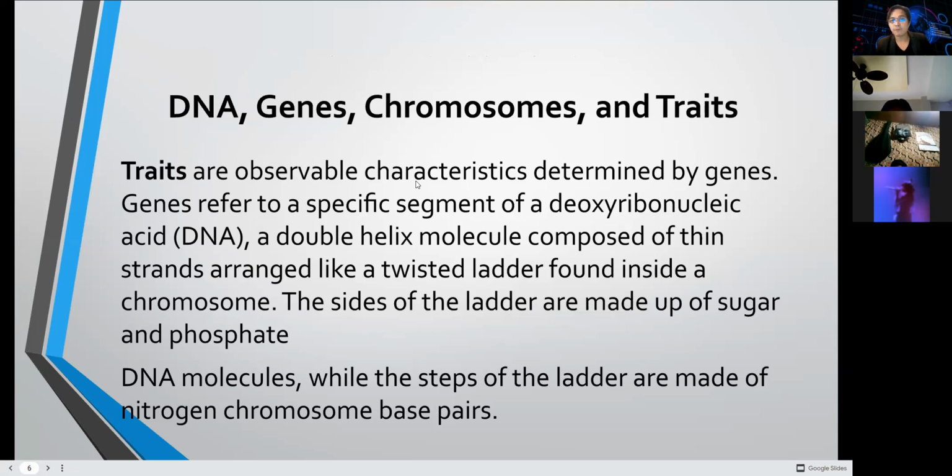Genes refer to the specific segment of deoxyribonucleic acid or DNA, a double helix molecule composed of a thin strand arranged like a twisted ladder found inside the chromosome. Let's discuss later what is really DNA. The sides of the ladder are made up of ribose sugar and phosphate group, while the steps of the ladder are made of nitrogenous base pairs.